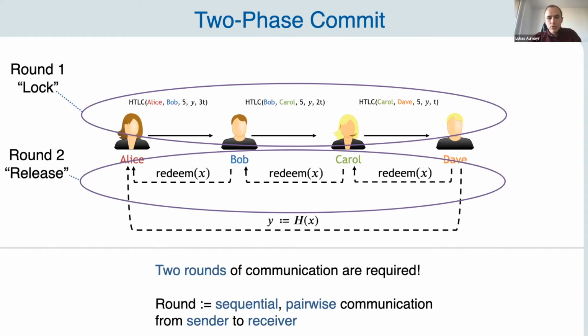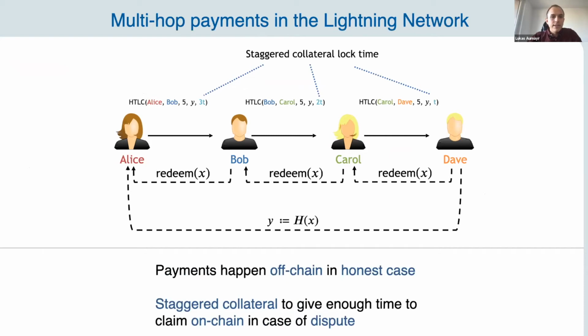And we also dub this the 2-phase commit scheme, because it is not unlike the 2-phase commit schemes that are used in distributed databases. Another thing I want to point out is that these types of payments require a staggered collateral lock time, meaning that the lock time is linear in the path length. And why is this the case?